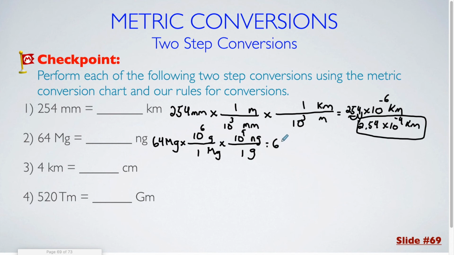The 64 carries through, and I'm going to add those exponents. So a 6 and a 9 is going to be a 15. I need to slide that decimal one spot to the left, so that's going to change my exponent. Now I have 6.4 times 10 to the 16th power.